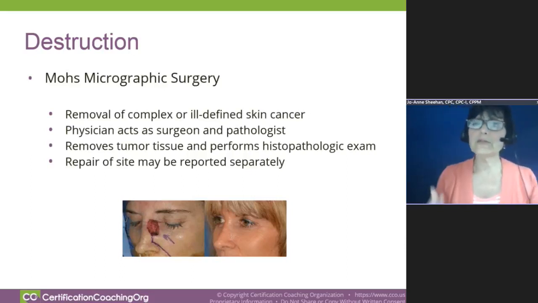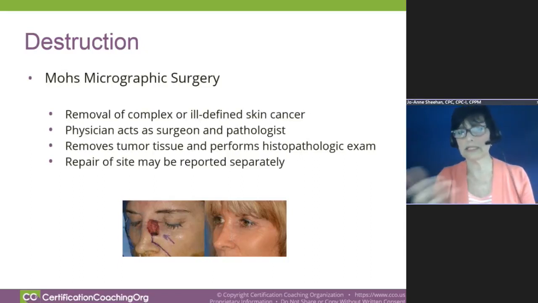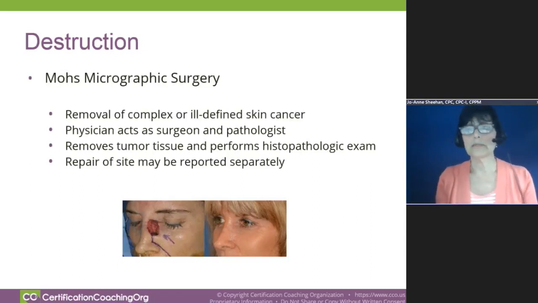And they may have to repair the site based on the extensiveness of the skin cancer. So you may also be reporting the repair of the site separately. Your question may be very simple, but if it is pointing towards a repair of the site and that it's an extensive surgery, then know that you can do both.